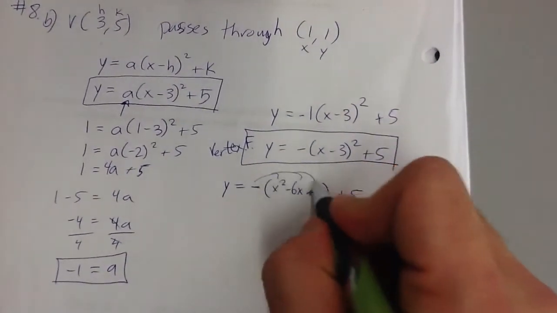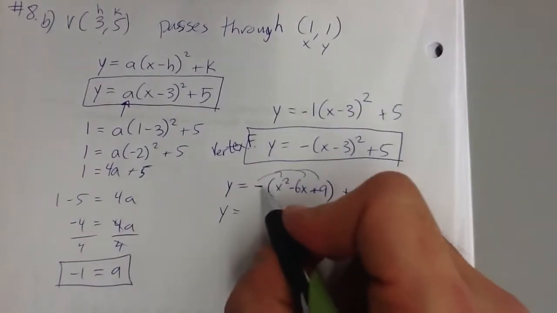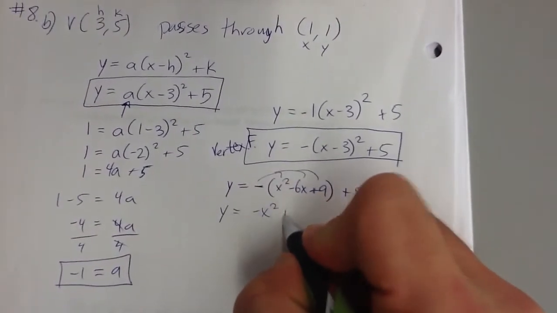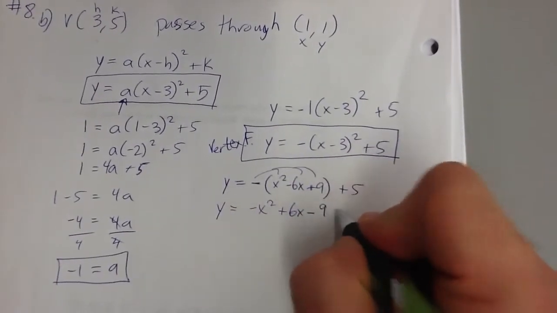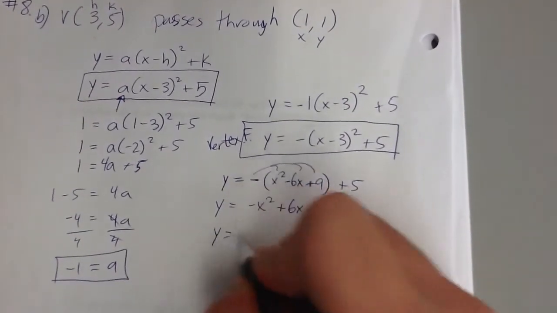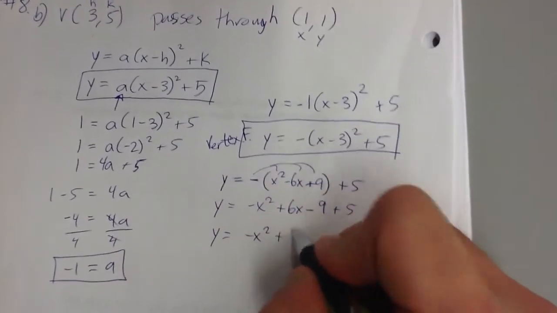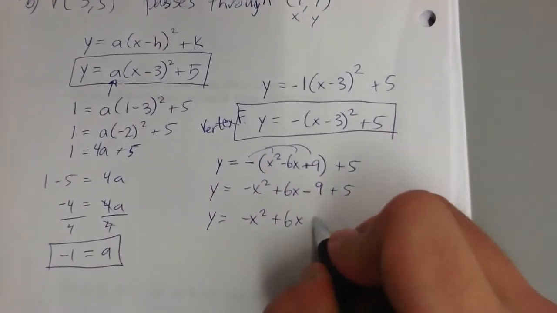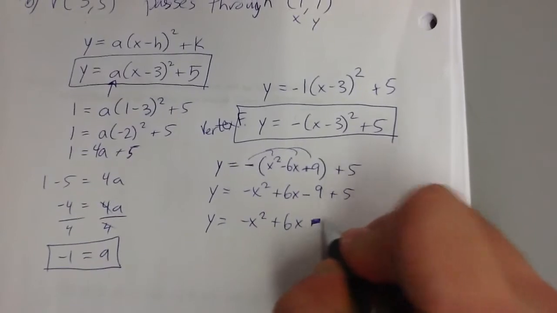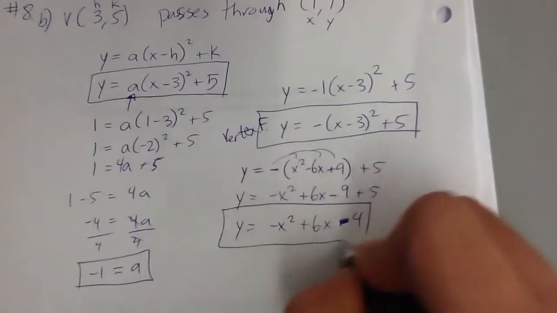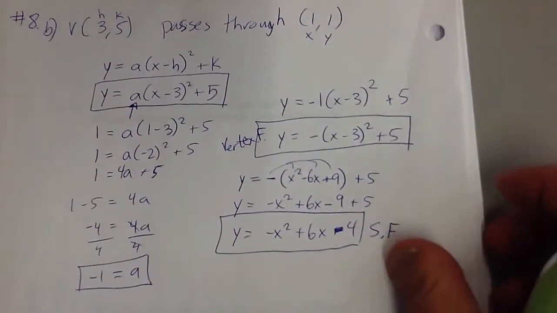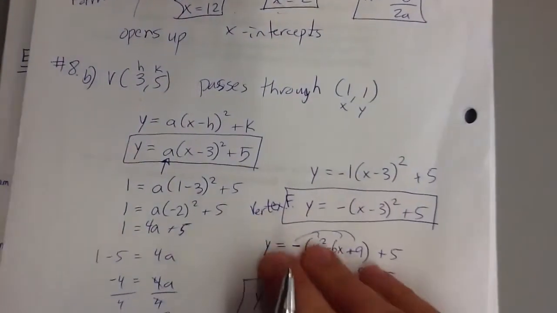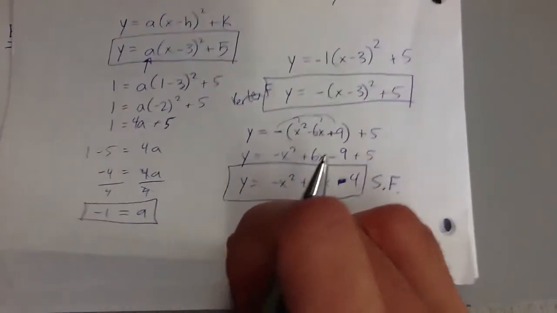Next thing you're going to do is multiply the negative in here, expand the negative, so this is going to be negative x squared plus 6x, and then positive 9 will be negative 9 plus 5. So the final answer will be negative x squared plus 6x, and negative 9 plus 5 is negative 4. So this is in standard form. Okay? So very important you understand how to come up with these things, vertex form and standard form.